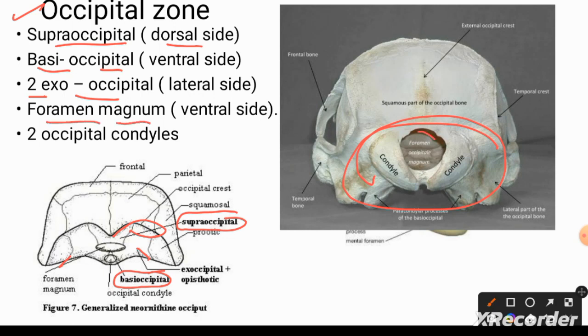And foramen magnum, this open space, this cavity, is where our vertebral column will articulate. Articulate means form a joint with the occipital condyle. So the foramen magnum is present on the ventral side, below the cranium. And there are two occipital condyles; these are the condyle regions, and they are two in number, and because they are in the occipital zone, we call them two occipital condyles. These are at the junction of the supraoccipital and the exo-occipital. This one is the supraoccipital and this one is the exo-occipital, so both join in the condyle region.